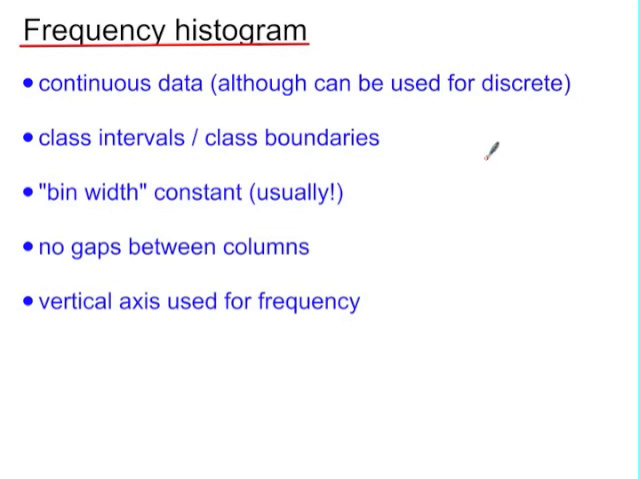A more appropriate form of display for continuous data is a frequency histogram. We'll see that a frequency histogram can also be used for discrete data, but it's mainly used for continuous data. Instead of individual scores, we have class intervals or class boundaries, and we're usually dealing with a constant bin width, although it is possible to have frequency histograms where the bin width varies. A couple of other features are that there are no gaps between the columns and that the vertical axis is used for frequency.